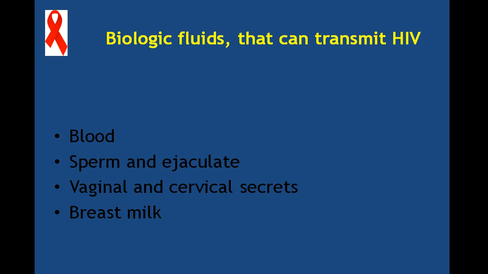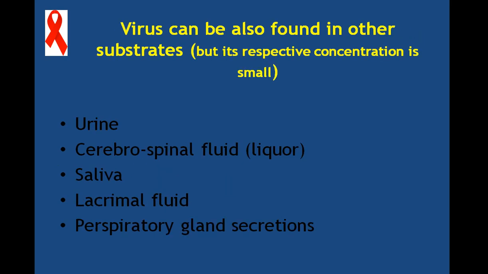Biological fluids that can transmit virus: blood, sperm and ejaculate, vaginal and cervical secretions, breast milk. Virus can also be found in other substrates, but its respective concentration is small: urine, cerebrospinal fluid, saliva, lacrimal fluid, respiratory gland secretion.